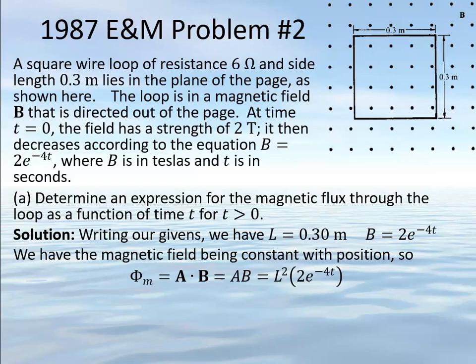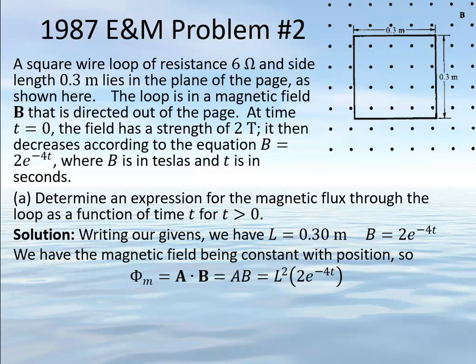Keep in mind that the area vector is going to be perpendicular to the plane of the figure, in this case the plane of the square. If it was a surface, it would be normal to the surface, but in this case everything is fine. The area vector is in the same direction as the field vector, so the magnetic flux is simply the product of the magnitudes of the area and the field.